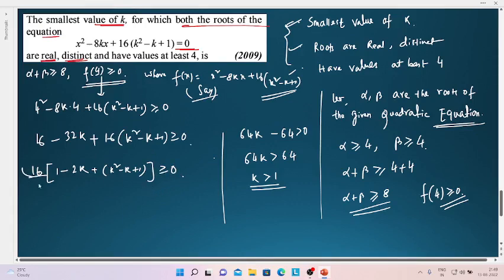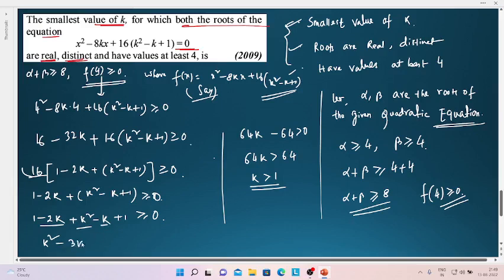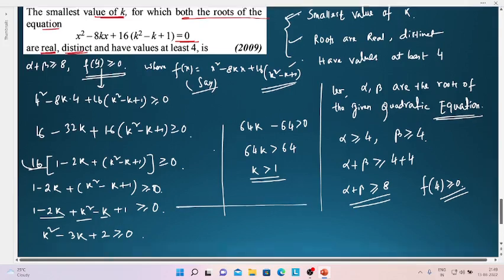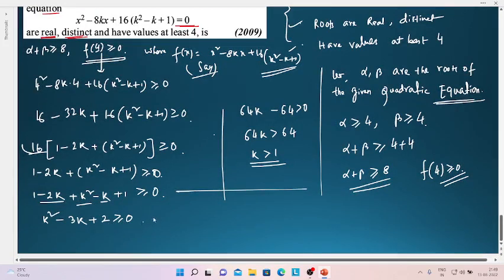So if I divide by 16, and since 16 is a positive number, the inequality will not change, and it will be 1 minus 2k plus k square minus k plus 1, which is greater than or equal to 0, right? So it will be k square minus 2k minus k will be minus 3k, and 1 plus 1 will be 2, which is greater than or equal to 0. So what we have is k square minus 3k plus 2, which is greater than or equal to 0.